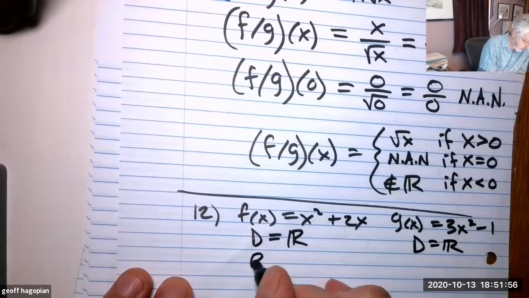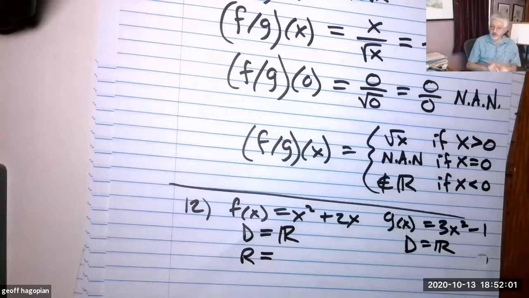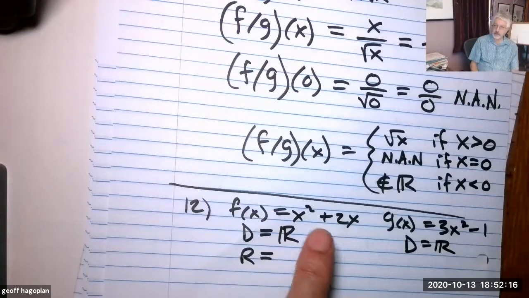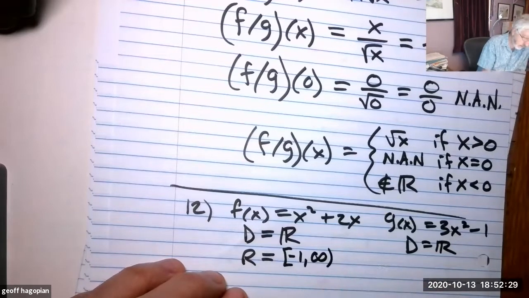The range, for that, you've got to determine where is the vertex and does it open up or down, right? Well, the rule for the vertex is h is negative b over 2a, so that's going to be negative 1. And f of negative 1 is negative 1. And it opens upwards from there. So the range is going to be the interval from negative 1 to infinity for f. What about for g?